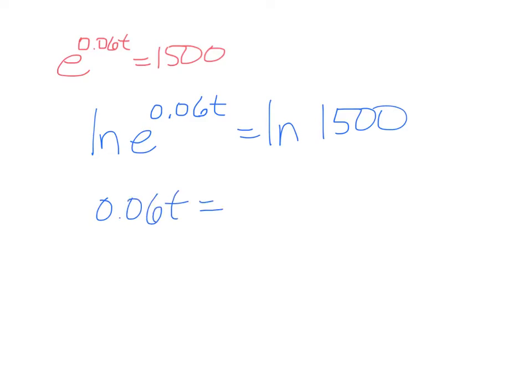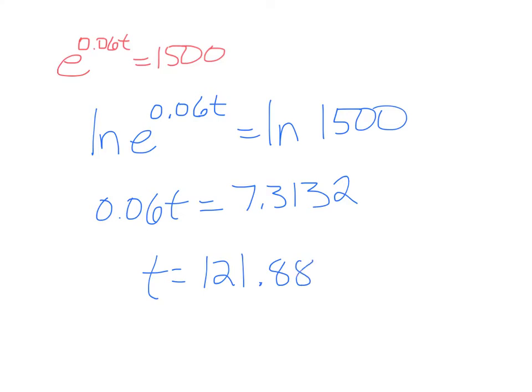Now you have to find the natural log of 1500, and that's 7.3132. And now we're going to divide both sides by 0.06. And we get t equaling 121.887. And remember, this is just an estimate. We have to round on that. So, keep in mind of this situation.